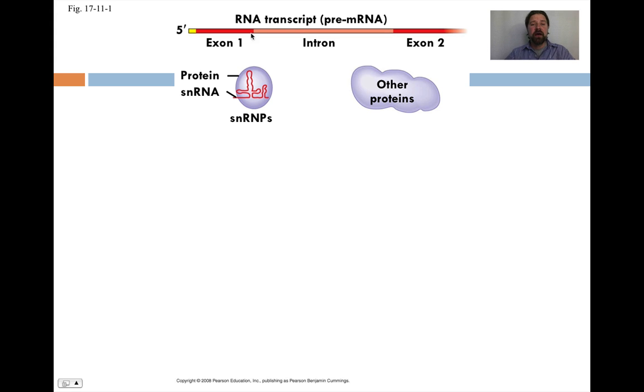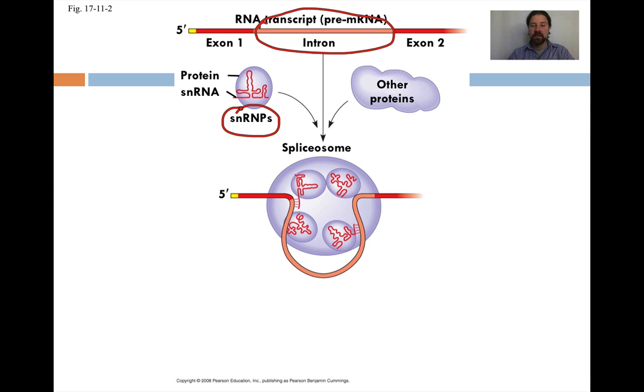So here we have an mRNA transcript. The intron is this rather large portion in the center. And here we have a protein that's bonded to a small nuclear RNA, or together those things are better known as a SNRP. And it's going to come together with other proteins and form what we call a spliceosome, which you see here. You can also see that we now have bent the mRNA molecule into this U shape, and we have two cut sites, one's going to be here and one's going to be here. The spliceosome is going to take care of that.